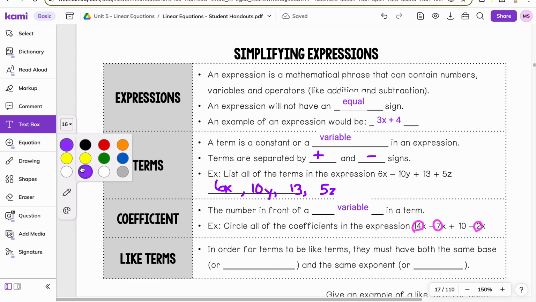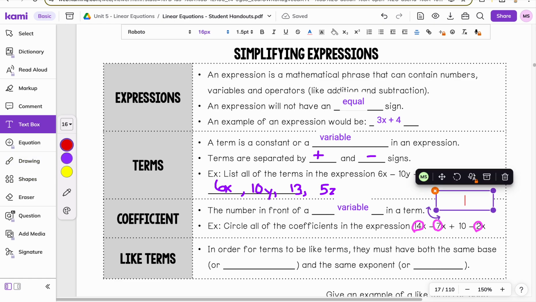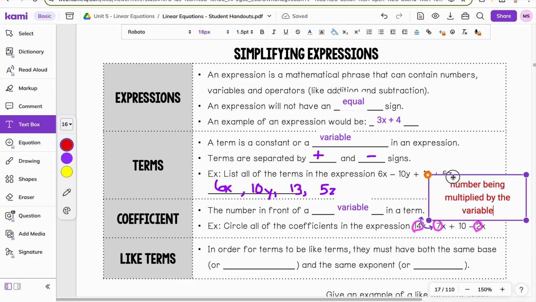So I think that's really important, so I am going to add that in here. Coefficient is the number being multiplied by the variable, whatever the variable is. I think that's kind of important to put in there.